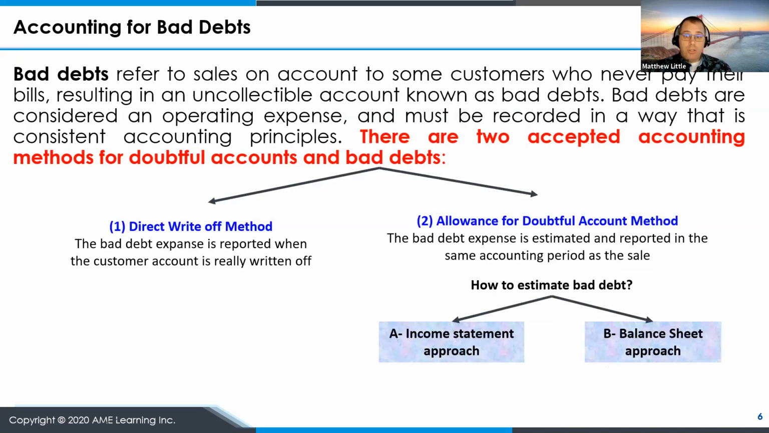Now we'll flip over to accounting for bad debts. Bad debts refers to when you've made a sale to a customer and they might not be able to pay and it becomes uncollectible. It is considered an operating expense. There are 2 accepted accounting methods for doubtful accounts and bad debts. There's a direct write-off method, where once it's been reported, you record the bad debt, or there's the allowance for doubtful accounts. We'll go through both methods. We'll talk about these approaches shortly.